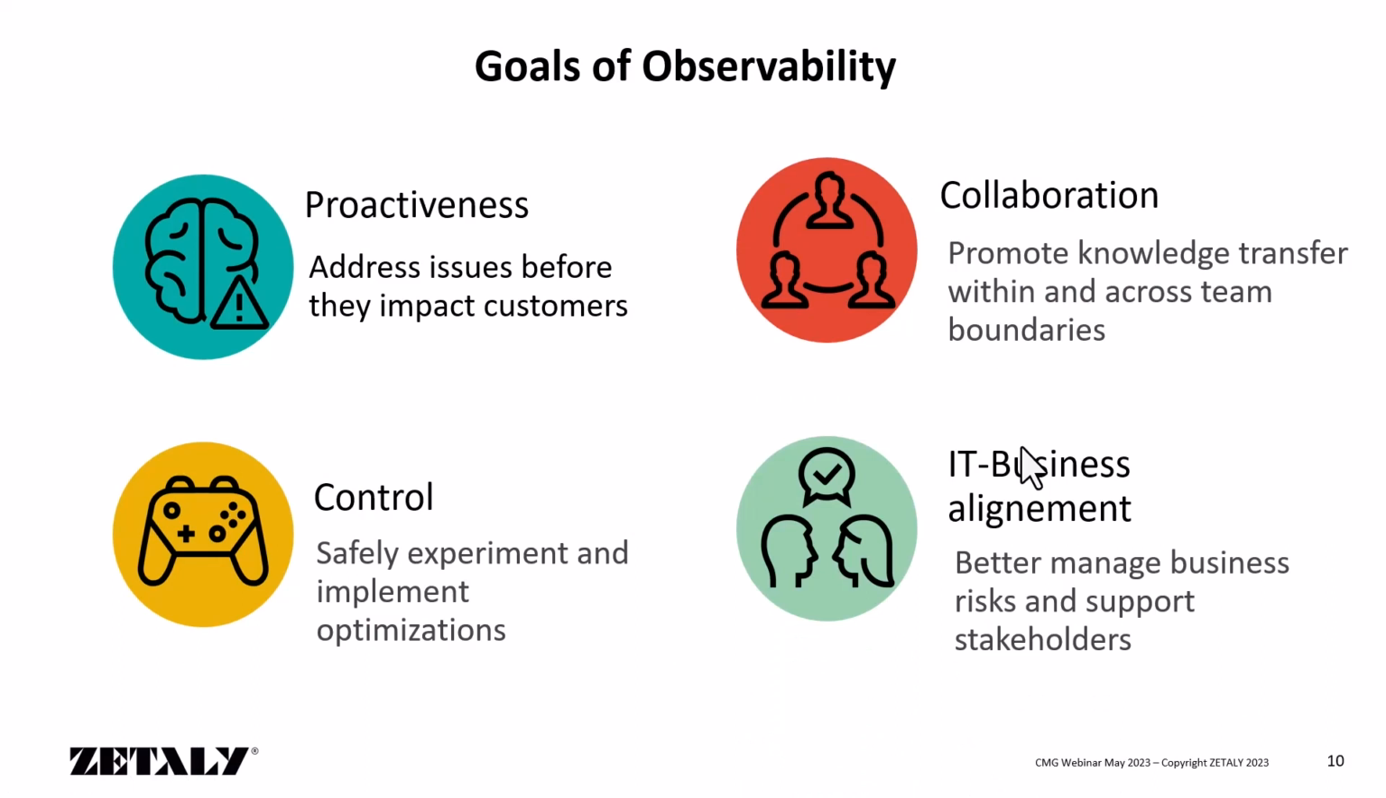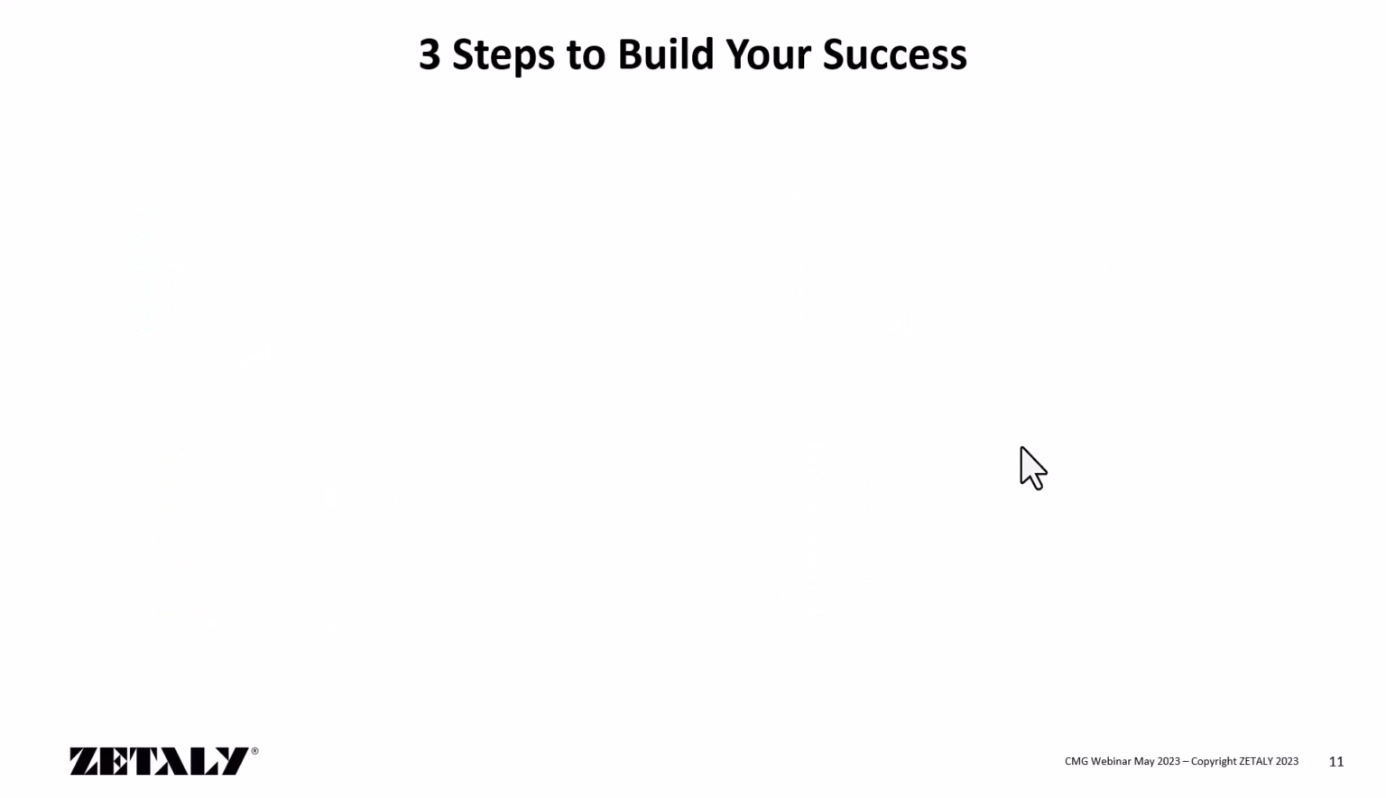IT business alignment. So let's face it, at the end of the day, it's all about the business. If the business needs a KPI, a stat, or a report, IT needs to be able to provide it, or the business will go somewhere else. So what are the 3 steps required for data-driven decision making, which will ultimately build your success?